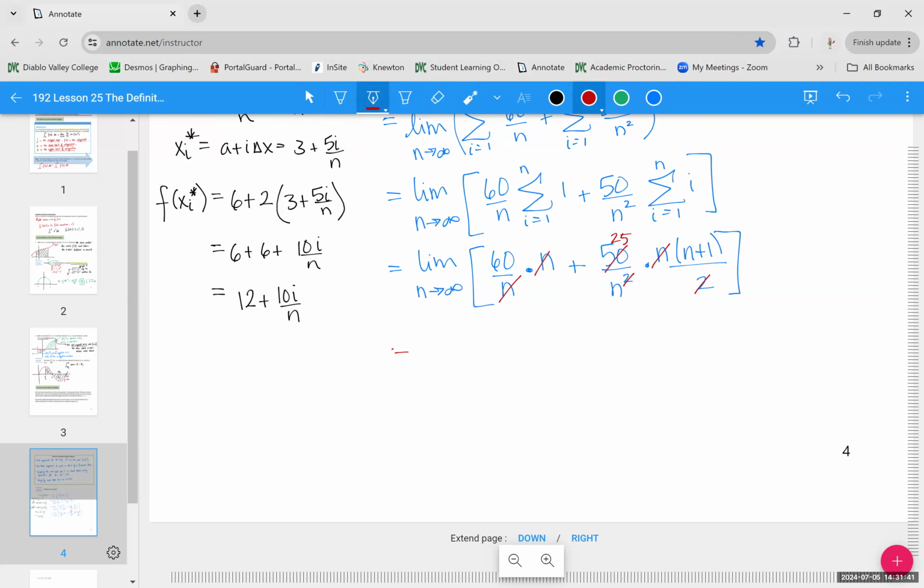So I'm looking at the limit as n goes to infinity of 60 plus 25 n plus 1 over n. I'm just putting the n's together because when we're finding a limit as n goes to infinity, do you remember, and this is one of the reasons why we spent some time talking about this in this lesson, if I have a rational function, I can determine the limit by looking at the powers on the top and the bottom. So that's why I wrote this together.